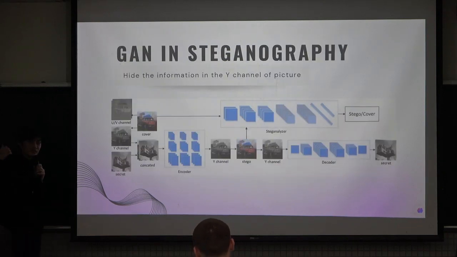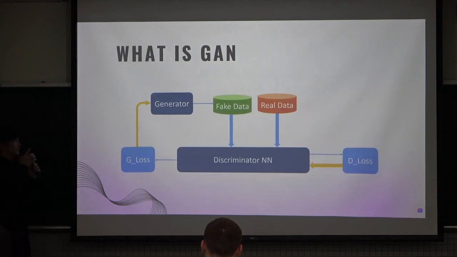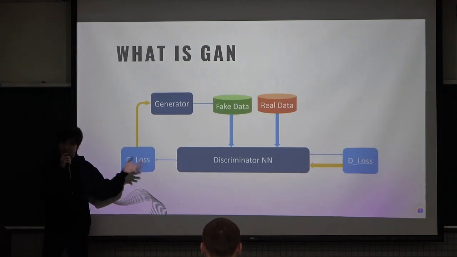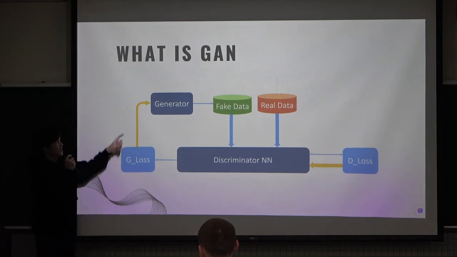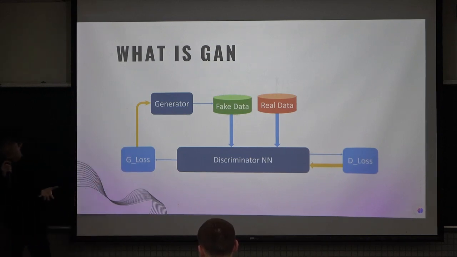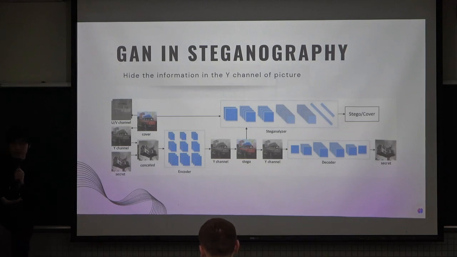We can first make the discriminator detect if there's any data hiding in the image, and the generator generate the hiding data, and these two models fight each other to grow up. So that's a way to apply the GAN.